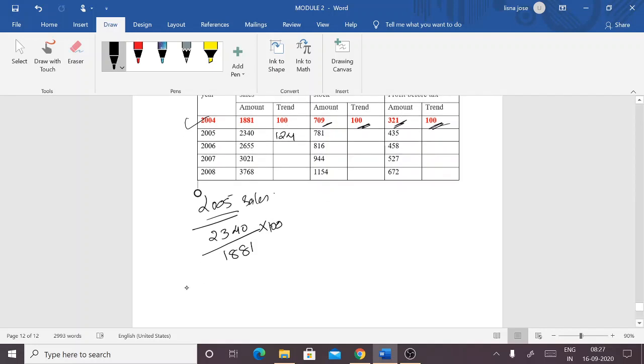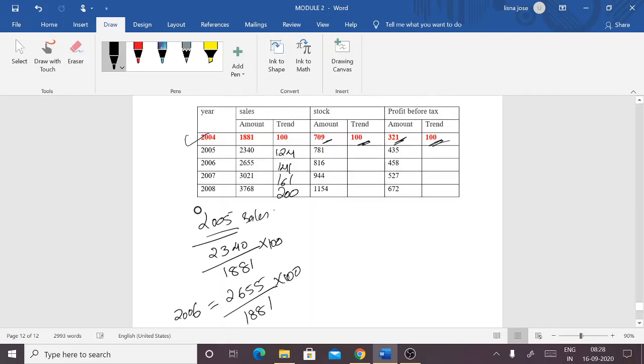And for 2006, how can you calculate? The sales is 2655 divided by the base year into 100. Then what is that figure? It shows as 141. So here also it is increasing. In the same way you can calculate the trend percentage here. So if you analyze the sales, it keeps on increasing from 2004 to 2008.